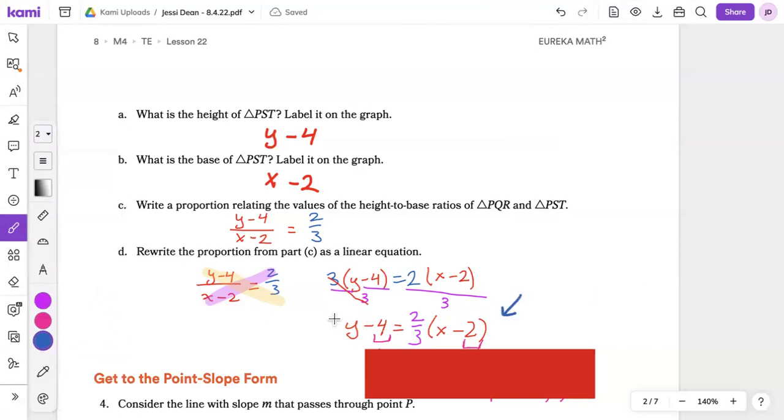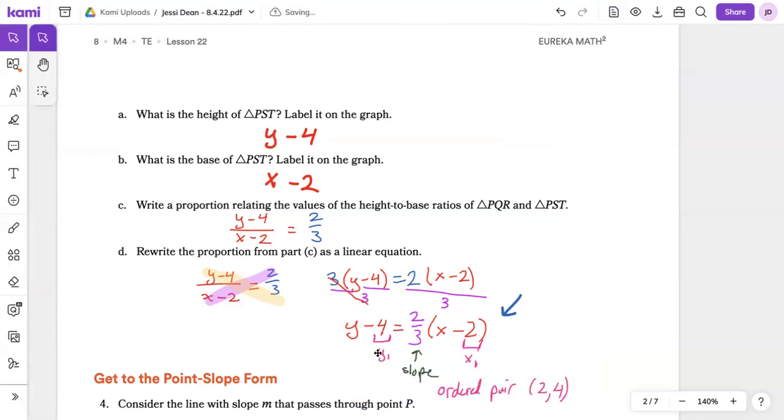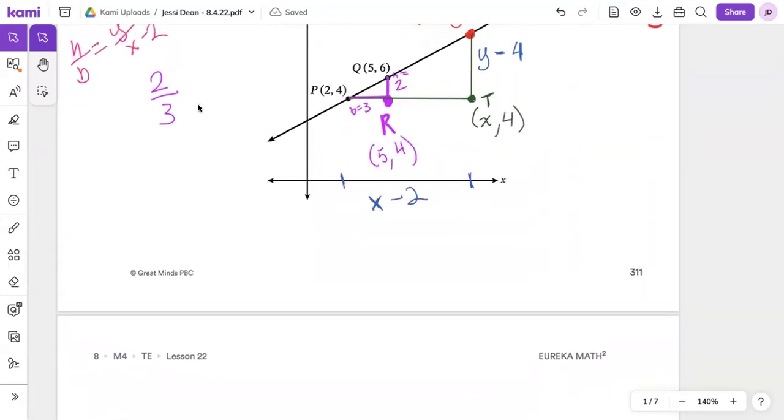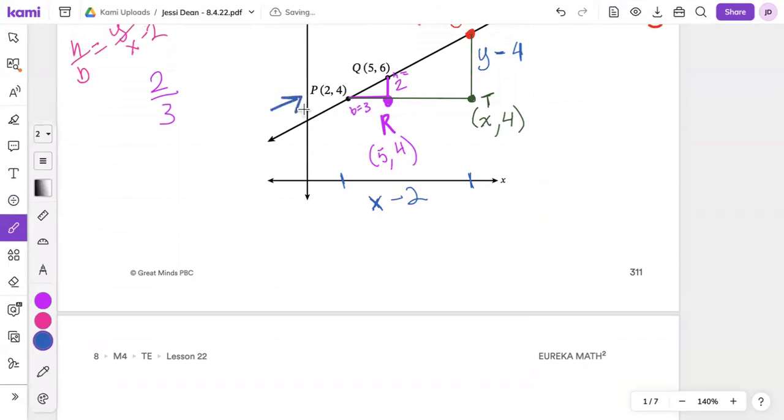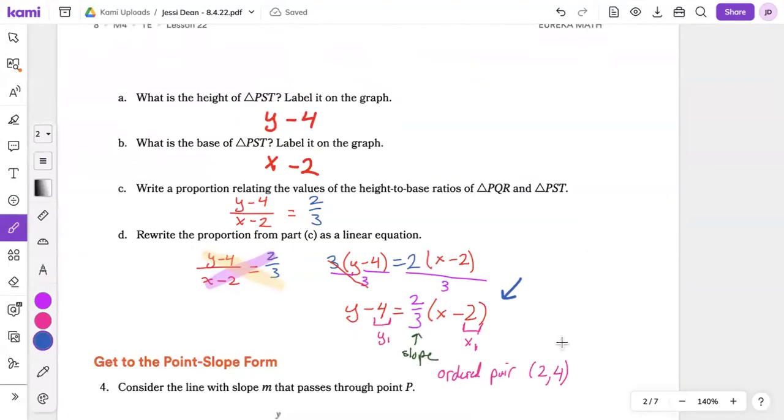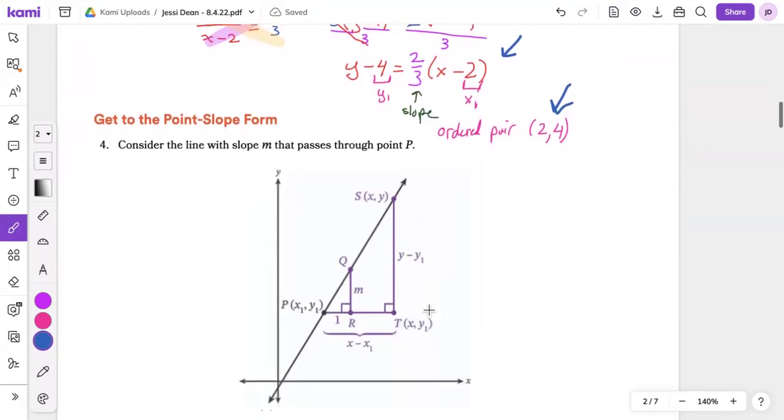And this is actually point slope form. We're going to talk about it a little bit more in the next example. But what you'll find is 2/3, that's our slope. We know it from that first slope triangle. And then the ordered pair 2, 4 is the one that they gave us for point P. So that's going to be point slope form. We're going to talk through it more generally for number 4, so bear with me as we go through that. And then you will do some examples of putting equations in point slope form.